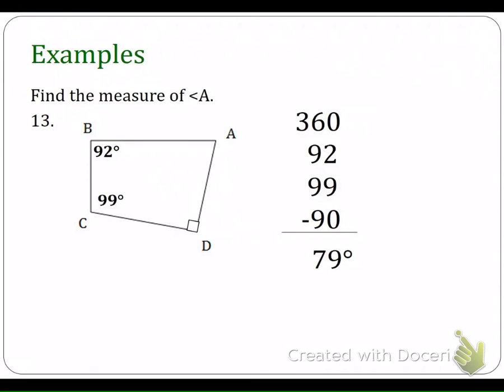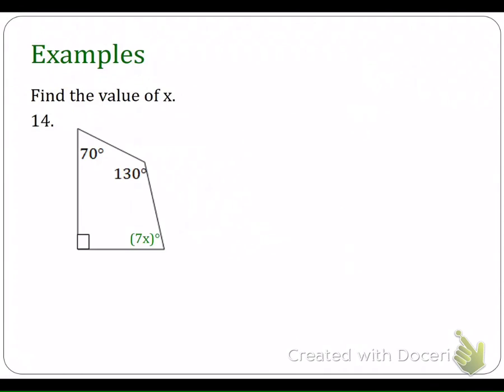Woo, last 2. All right, number 14. Now I'm seeing X's. Anytime you see an X, what should you do? Write an equation. So same idea. This guy plus this guy plus this guy plus this guy equals what? 360. So 7x plus 90 plus 70 plus 130 equals 360.